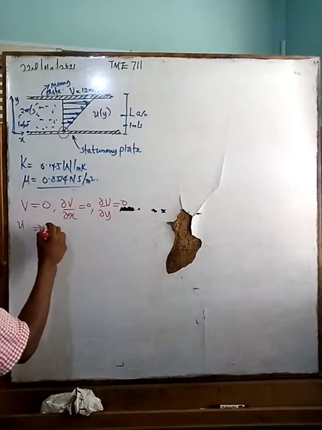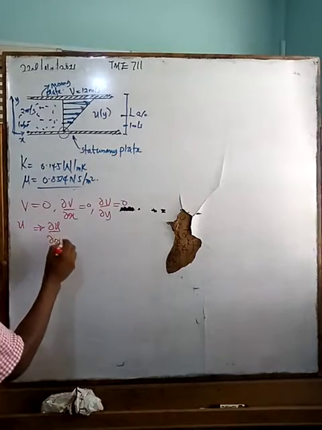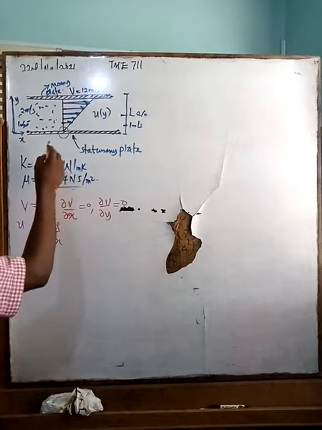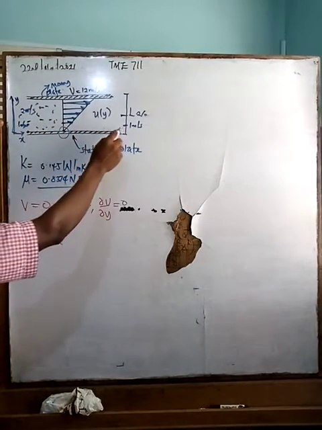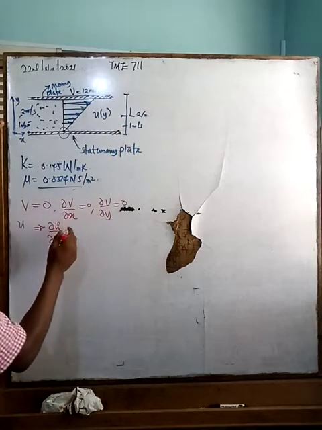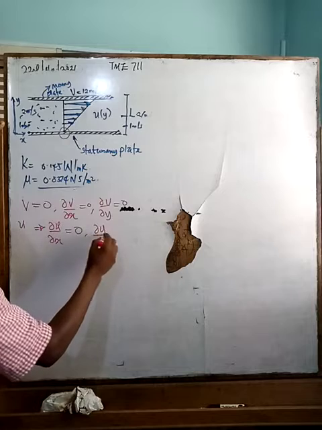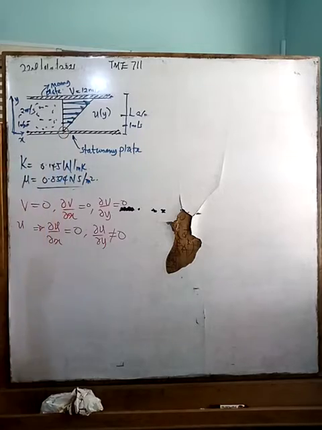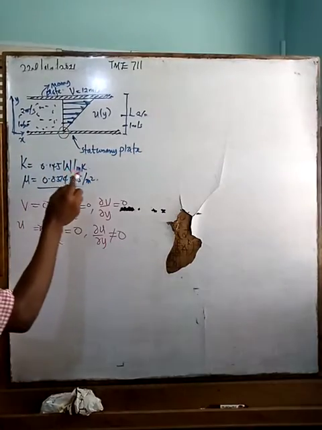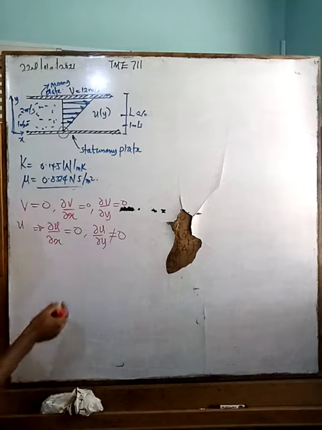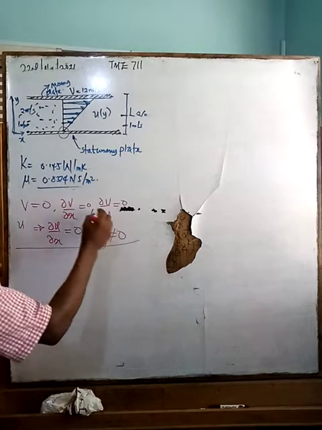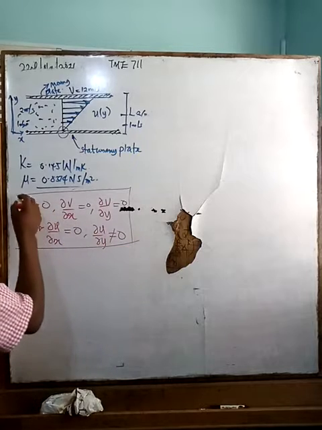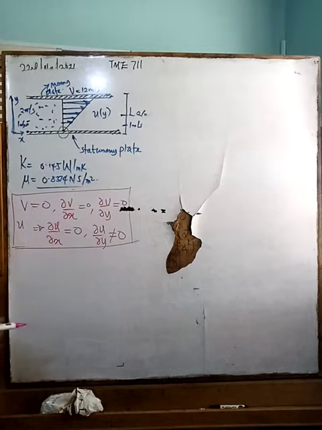If you differentiate it, the partial u over partial x is 0, because the velocity is not changing along the x-axis. That is, the velocity of the fluid at this point A is equal to the velocity at this end here. So partial u over partial x is equal to 0 and partial u over partial y is not equal to 0, because the velocity is always changing along the y-axis. Having gotten these four parameters, we'll go to the momentum equation.